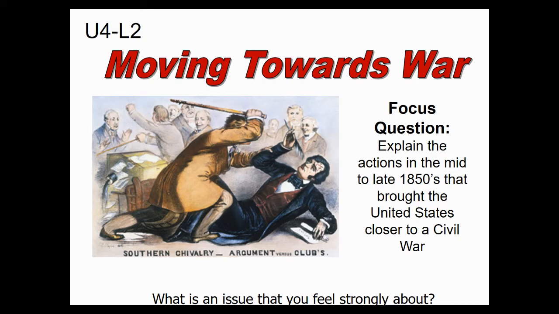We're in Unit 4, which is time period 5 on the AP College Board. It's from 1844 to 1877. Today, we're going to move forward and talk about things that happened in the 1850s. There's a whole lot of things to unpackage in the 1850s that led to increased sectionalism.